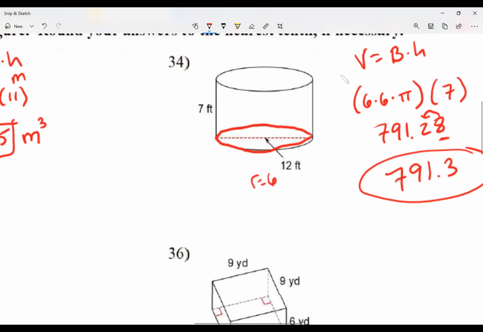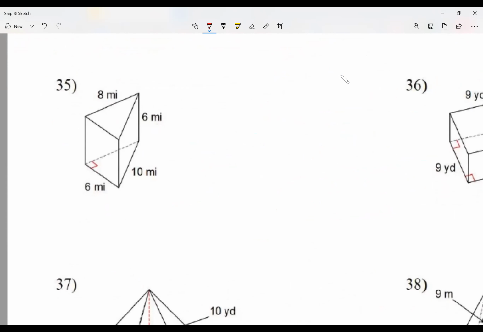All right, let's take a look at number 35. I know volume is the area of the base times the height. I have another prism. The base in this case is a triangle. And I know for triangles, I always look at the 90-degree angle. So the two numbers that make the 90-degree angle, I know one of them is 6. And I'm going to say the other one is 8. So I'm just looking at the 90-degree angle of my triangle.